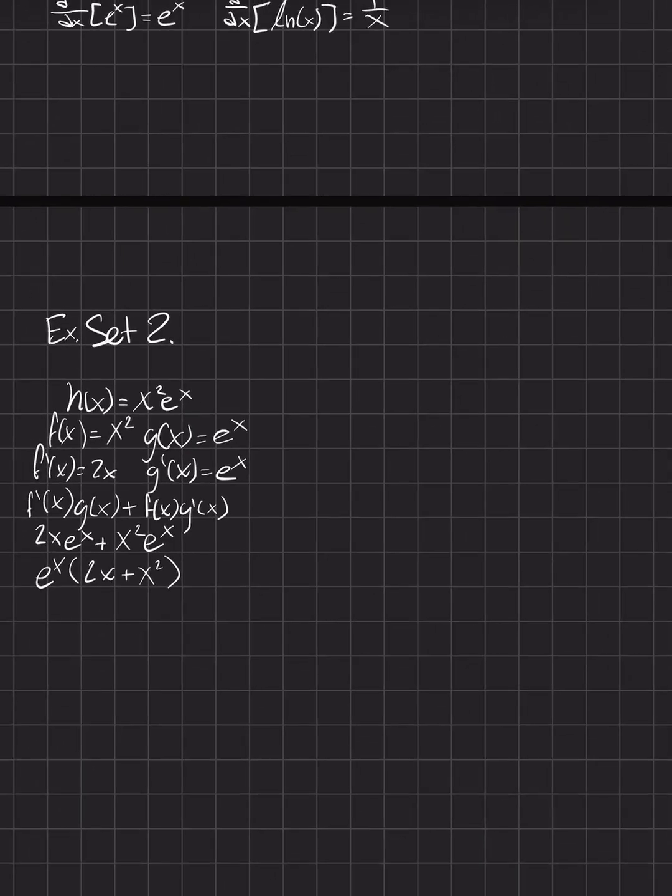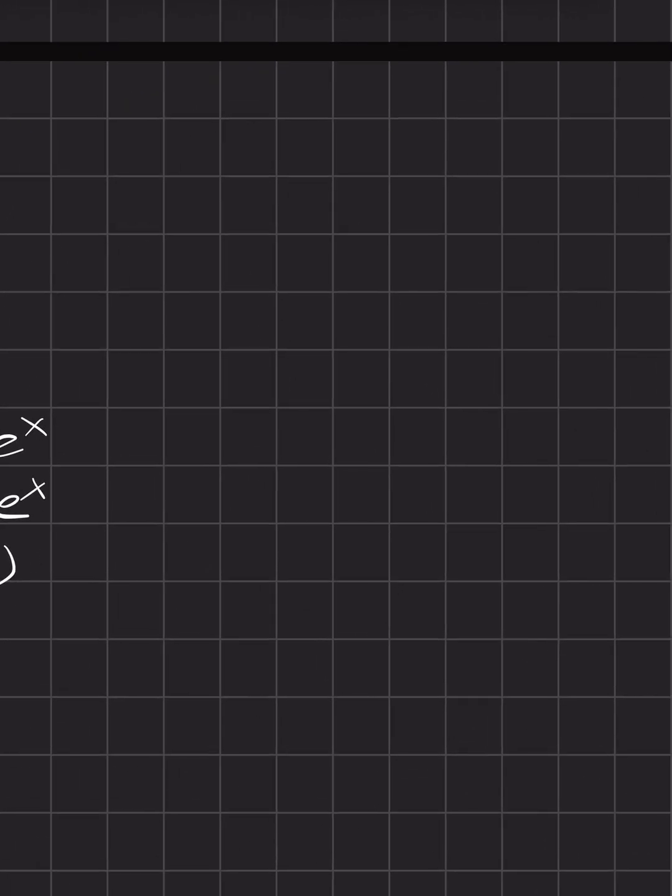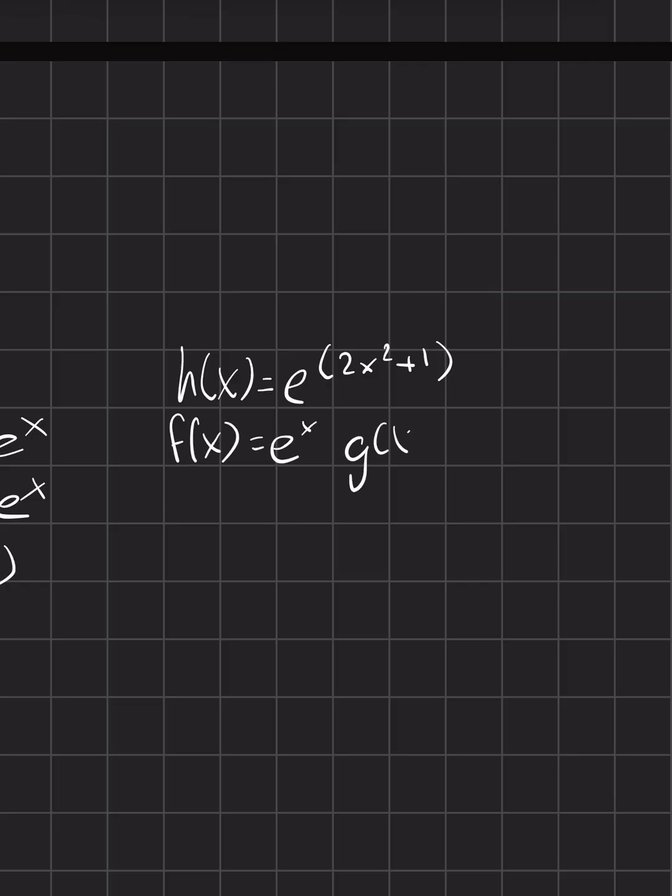So I'll take another one. Let's say we do h of x is equal to e to the 2x squared plus 1. We can see that this is a composition of two functions, right? We can say that our f of x is e to the x, and our g of x is 2x squared plus 1. Because if we have our base function e to the x and we replace x with our g of x, we get the same exact function we have here.